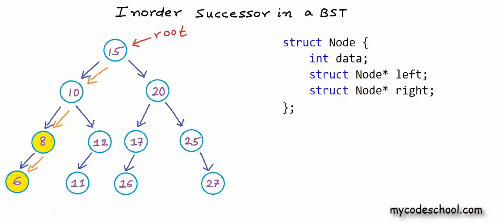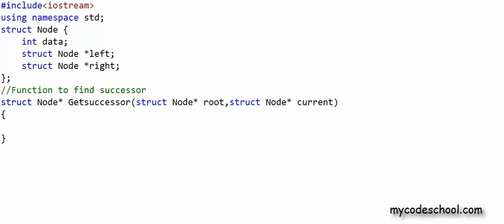Let's now write code for this. In my C++ code here, I'm going to write a function named getSuccessor that will take address of root node and address of another node, for which we need to find the successor, and this function will return address of the successor node. We could design this function differently.